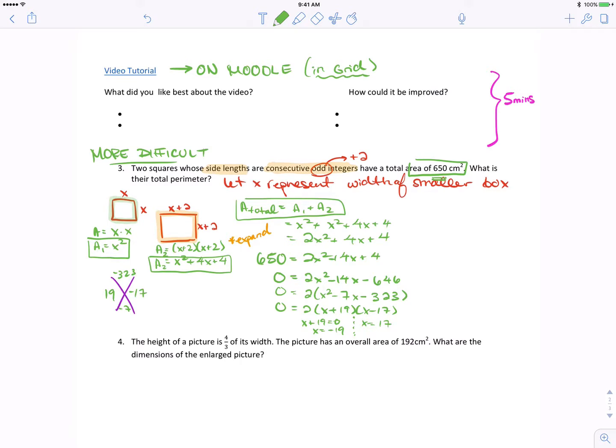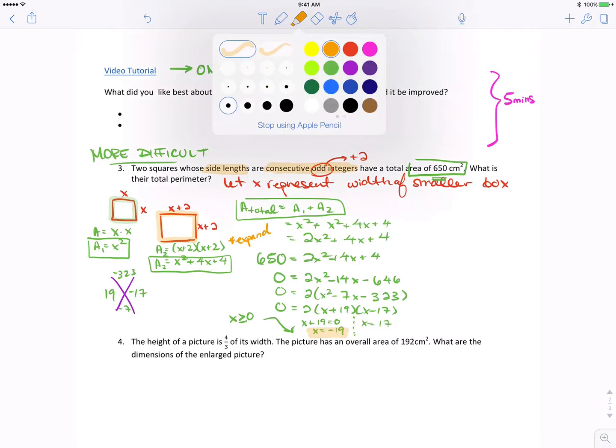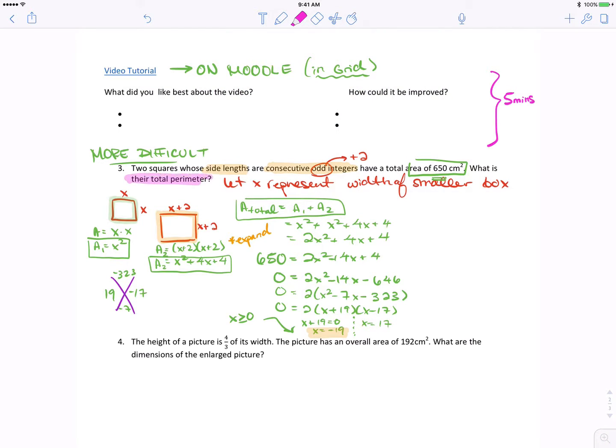Alright, now it has to be consecutive odd integers. Why does only one of these values work? x has to be greater, remember, than 0. It's a side length. This value doesn't make sense. x must be greater than 0. Okay, so I'm using 17. Now remember, this question's not done. That's why it's a difficult question. What is their total perimeter? So the final question: the total perimeter.